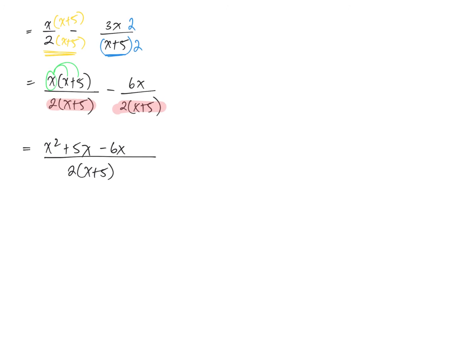Alright, so let's get back to this. Adding like terms, we have the 5x and the 6x. So that'll be x squared minus x all over 2 times x plus 5.